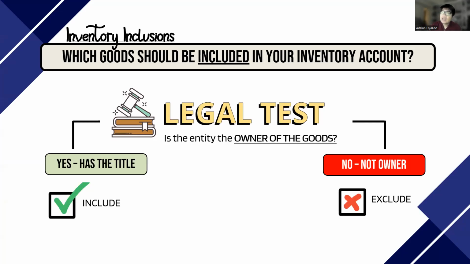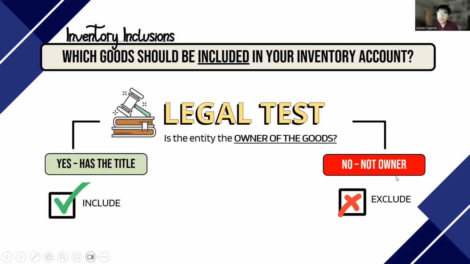And for me, our number 1 ultimate framework under inventory inclusion, ito lang yun. It's the legal test. If the entity or yung POV ng company nyo is the owner of the goods, yes, it should be included. So, are you the owner of the goods in question? If yes, and you have the title, you can include. In terms of, ika-count mo siya as your inventory. Kapag hindi ikaw yung owner, you exclude.